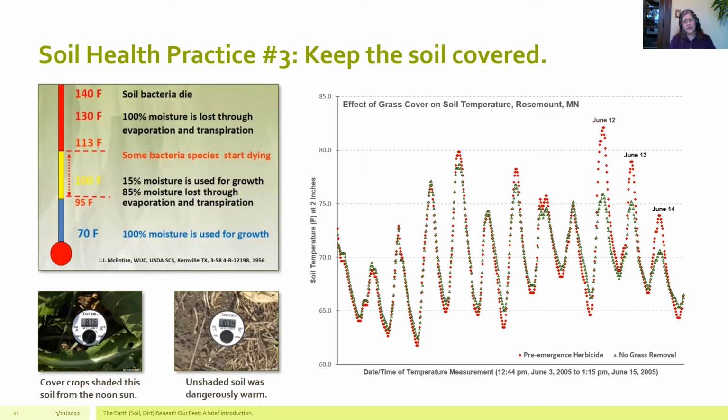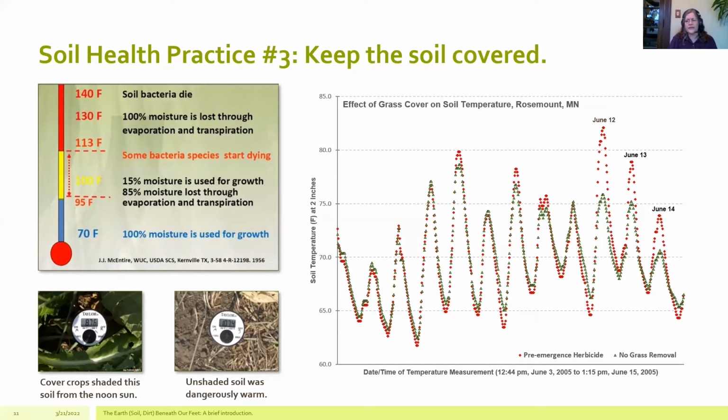On the left, we have a couple of thermometers, both at noon in Nebraska cornfields. One had cover crops, the other didn't. The one that did not have cover crops, at noon, the soil is already 107 degrees. And that's noon. You still have all the afternoon heating to come. And once you get to 113 degrees, those soil bacteria are going to start dying.